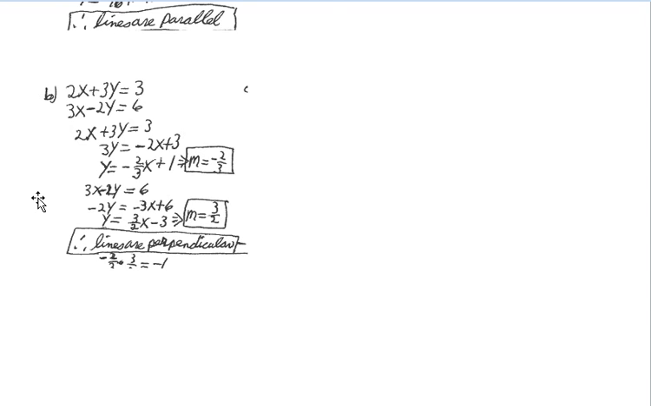So the question is, are these two slopes the same, which they are not, or are they negative reciprocals of each other, which means that their product is negative 1? In this case, the product is negative 1, therefore the lines have to be perpendicular.